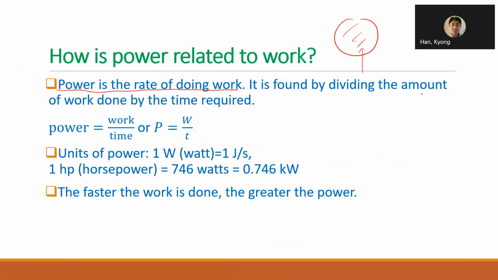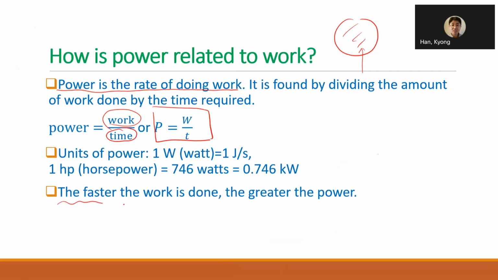It is the amount of work done divided by the time required. The formula is power equals work divided by time. The unit of power is 1 watt, which is 1 joule per second. Watt was, I think, a British physicist. Also, a familiar unit is horsepower, like your car's horsepower. 1 horsepower is 746 watts, equal to 0.746 kilowatt.